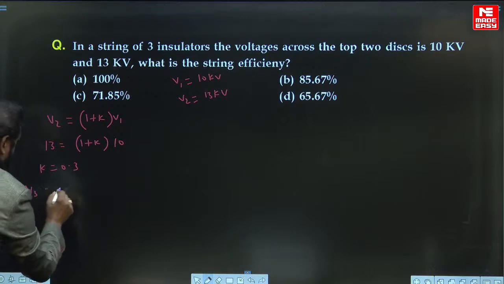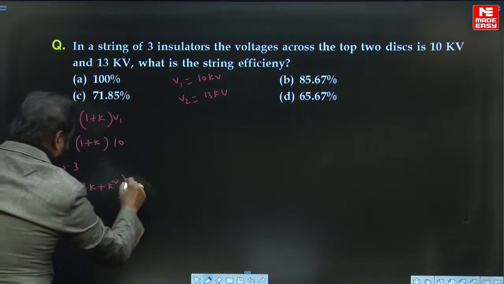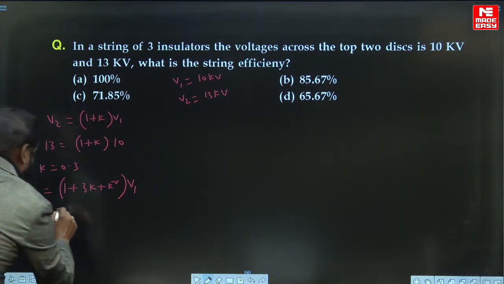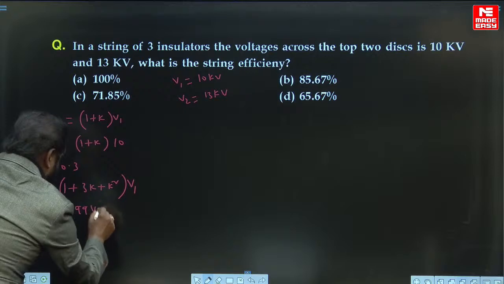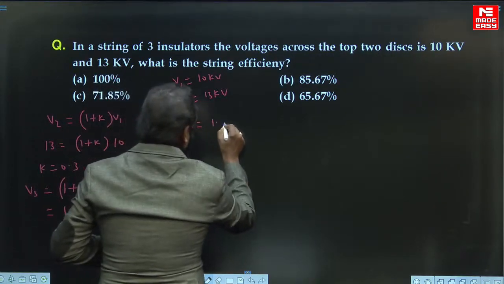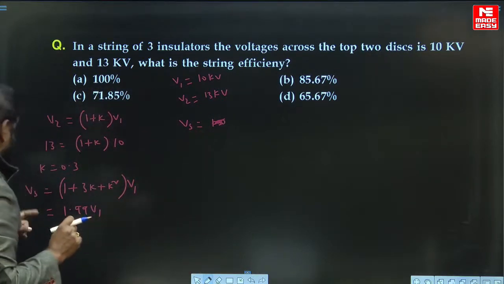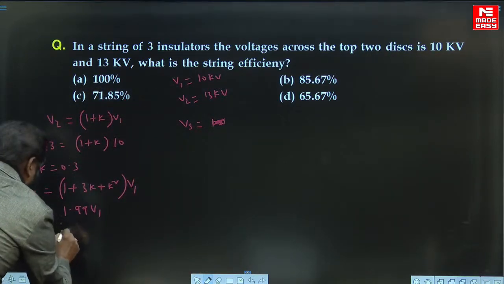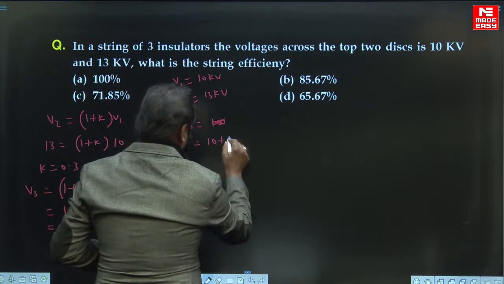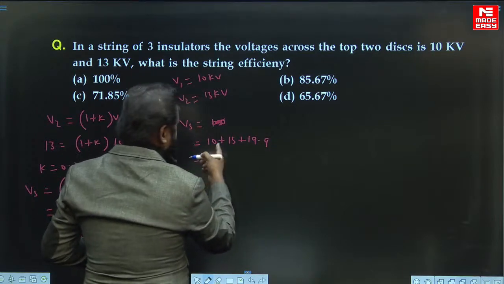Then V3 is equal to (1 + 3K + K square) into V1. If you substitute the V1 and K values, you can get 1.99 V1, which is 19.9. Then the string voltage Vs is equal to 10 plus 13 plus 19.9. This is equal to how much?